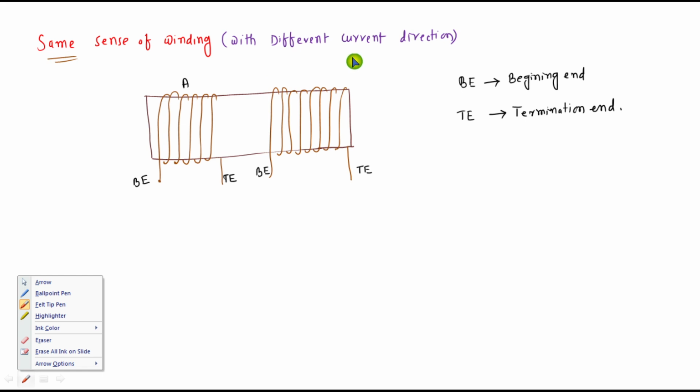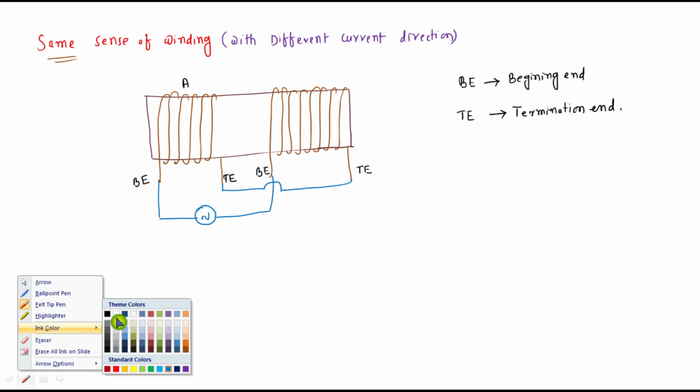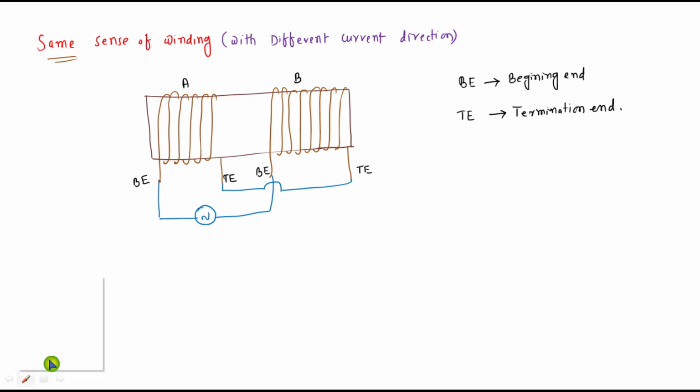So now what is the statement? Same sense of winding with different current directions. So in order to get different current directions, I am going to connect the beginning end of coil A with the beginning end of coil B with excitation. Like that, the termination end of coil A should be connected to the termination end of coil B. So with this we are going to get different current directions. Now with respect to this excitation, this is the current direction in coil A, right? Now the current direction is like this in coil B.